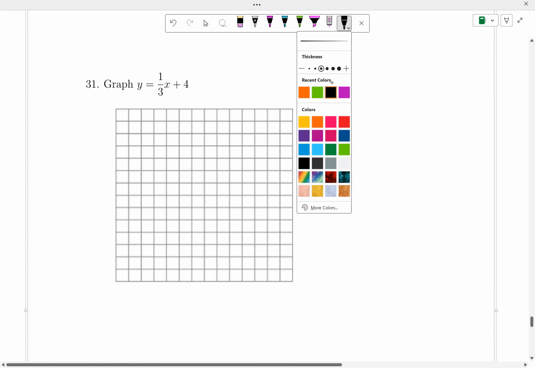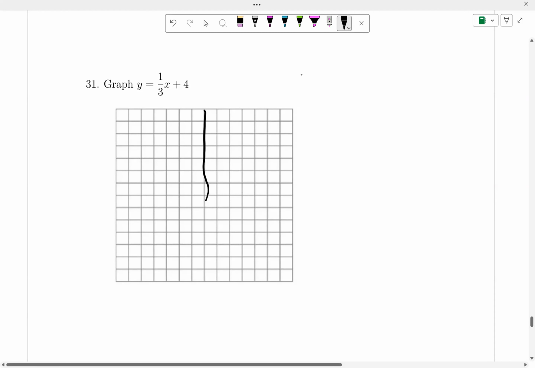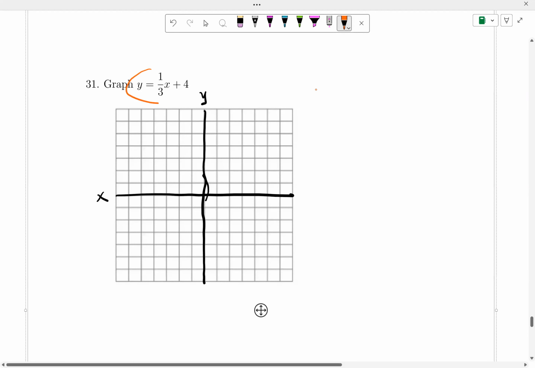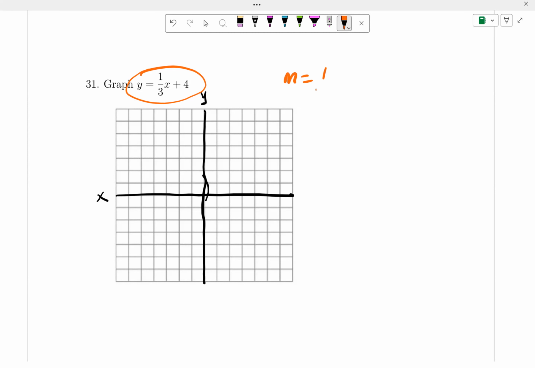So let me bring in the X and Y grid. Here's the Y-axis. It's wobbly. Y-axis and the X-axis. And then when you look at this equation, remember y equals mx plus b, the slope is 1/3 and the y-intercept is 4.